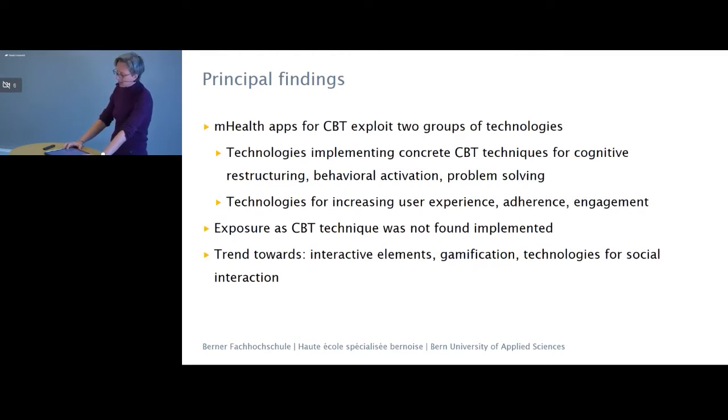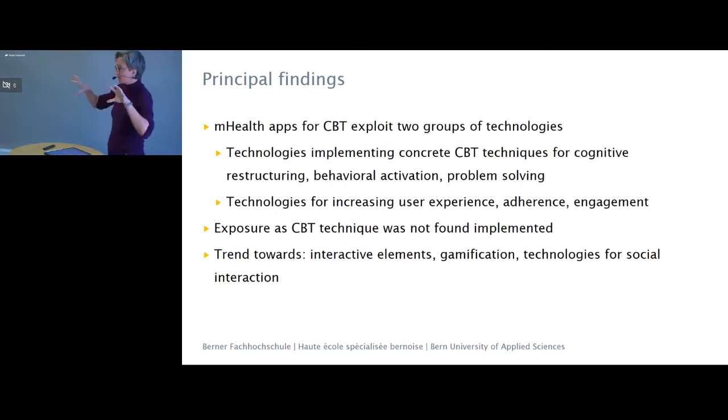So to summarize the principal findings, mHealth apps for cognitive behavior therapy basically exploit two groups of technologies. So we can distinguish, on the one hand, technologies that implement the actual treatment, so the actual cognitive behavior technique for cognitive restructuring, behavioral activation, and problem solving. So these three I mentioned. And on the other side, we found technologies that rather support the user experience, adherence, and also engagement.